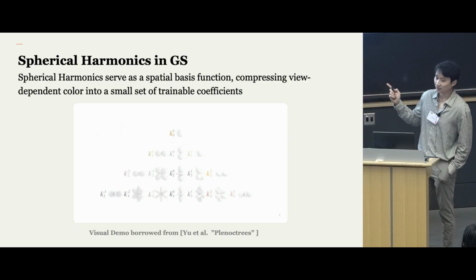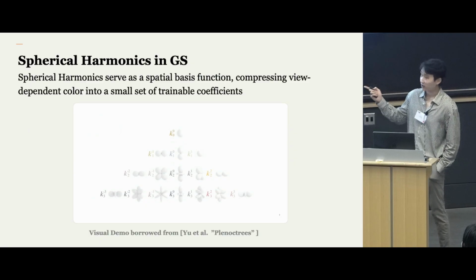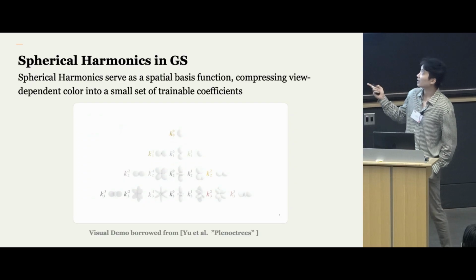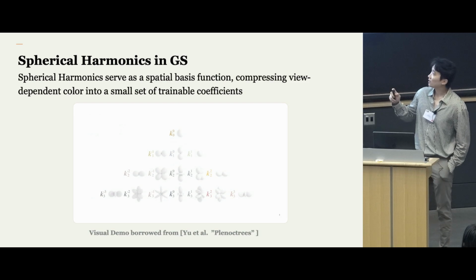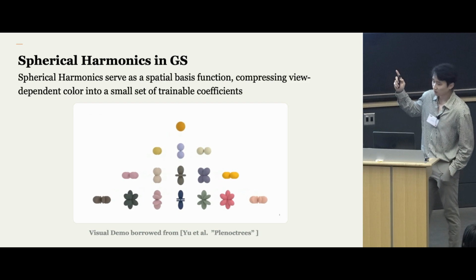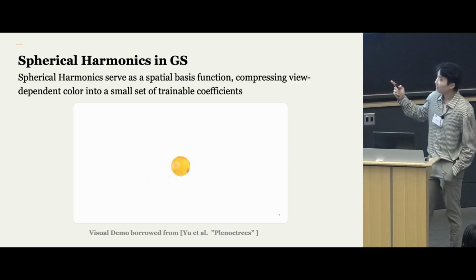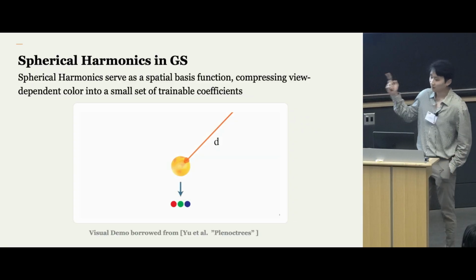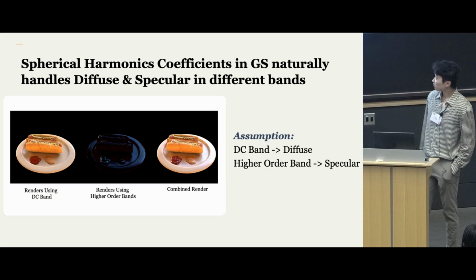SH, short for spherical harmonic, serves as the spatial basis function. It essentially compresses a view-dependent color into a small set of trainable coefficients that are optimized during training. Here's a little demo. The k are the coefficients corresponding to each basis function, and the linear combination of the functions weighted by k represents the full radiance distribution of the sphere, where we can efficiently query the color based on any given direction.